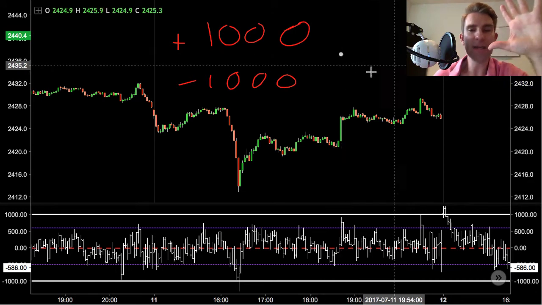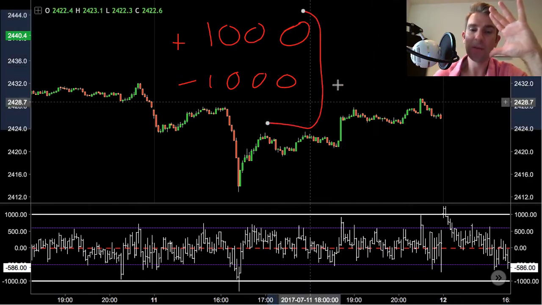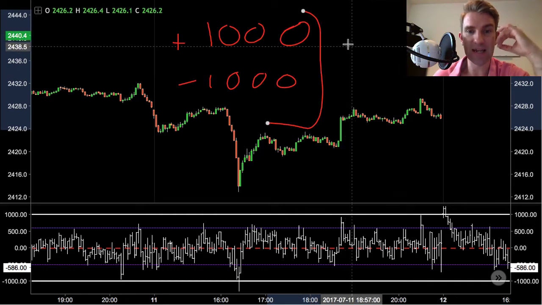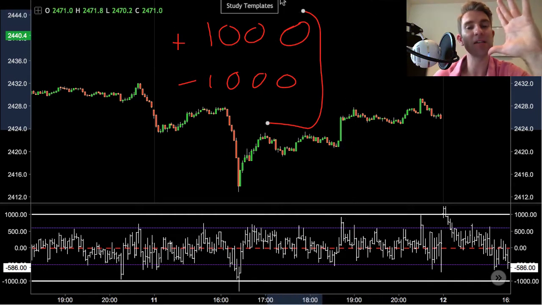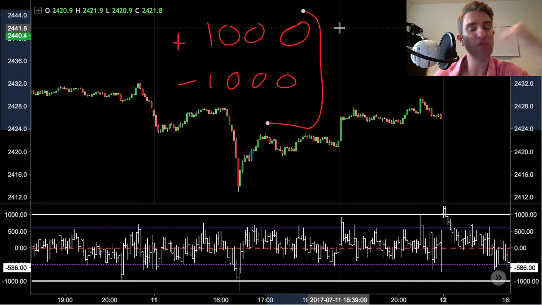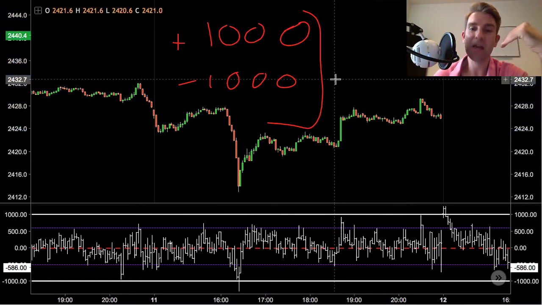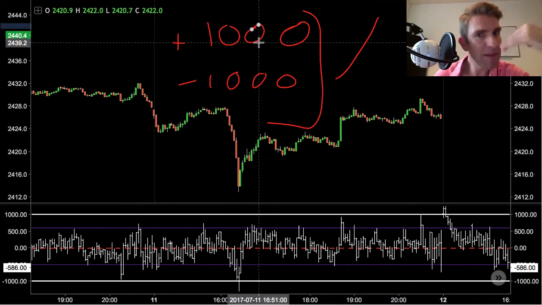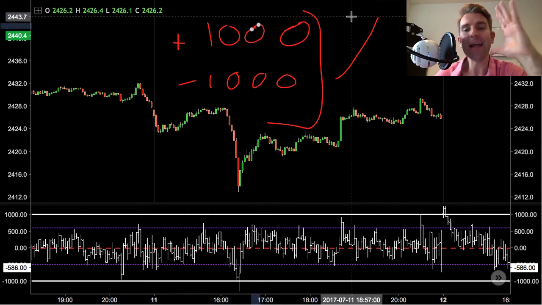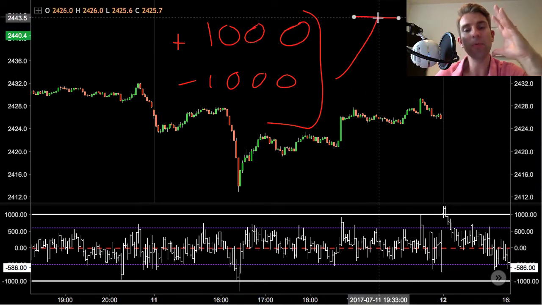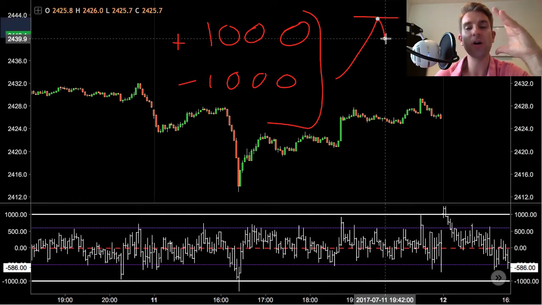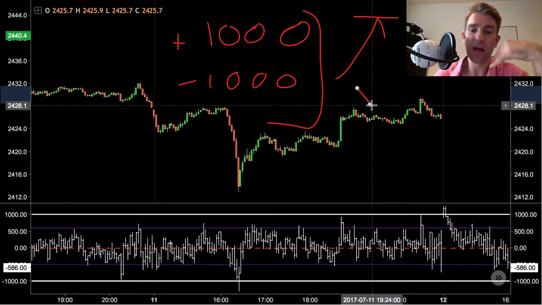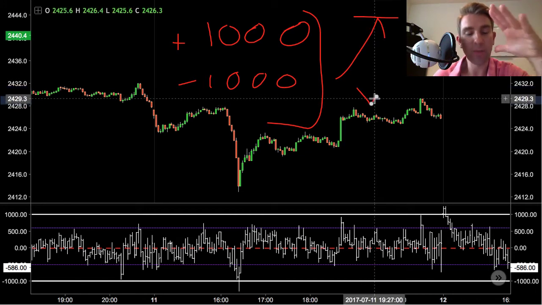So broadly speaking, and we'll look at fine-tuning this in a second, I'm looking to fade extreme moves in the tick index. That's the thesis. So being very cautious in a trendy environment, but generally speaking, if we get a spike in price and a spike in tick towards 1,000, maybe you don't quite get there all the time, that is usually unsustainable, and I can have a little scalp to the short side to fade that move. If it's to minus 1,000, I can have a little scalp to the long side for a little bounce off the lows.